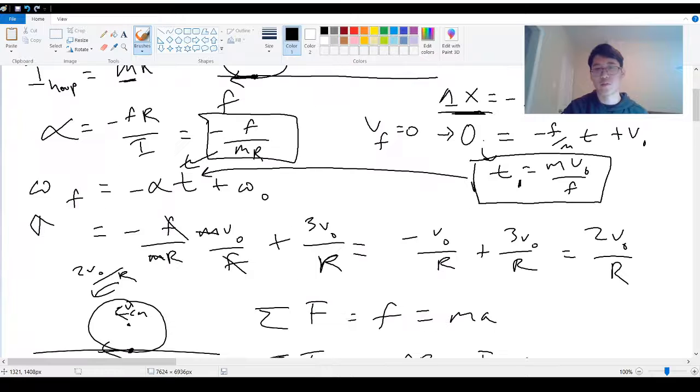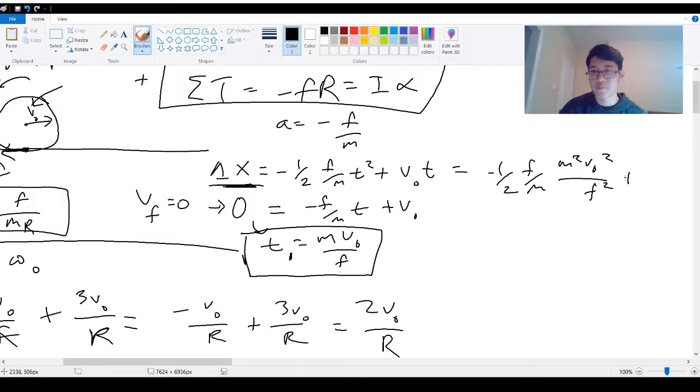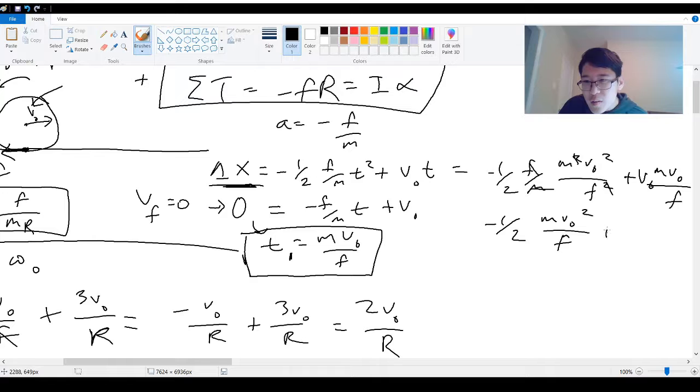That it takes, that it's trying to reach. So this is equal to negative 1/2 f over m t squared. So this is t, m squared v naught squared over f squared plus v naught t. V naught, and this is v naught over f. So we can cancel out this guy. We can cancel out this guy. So this is negative 1/2 m v naught squared over f plus m v naught squared over f. So this actually is equal to 1/2 m v naught squared over f.